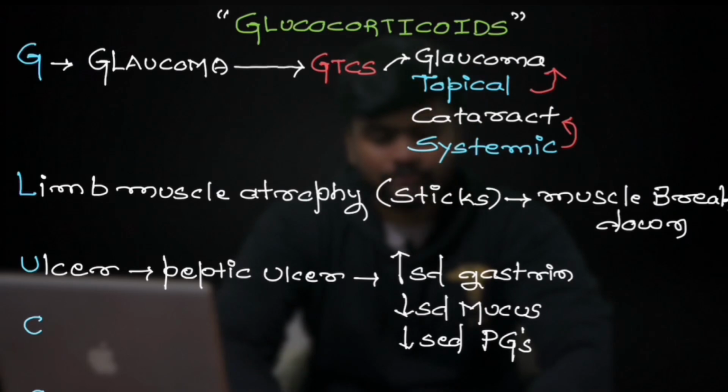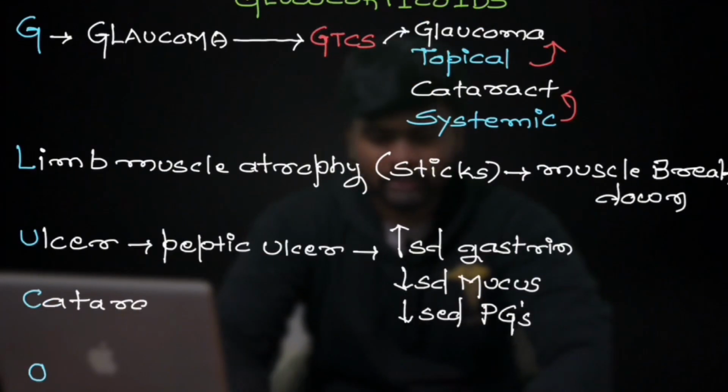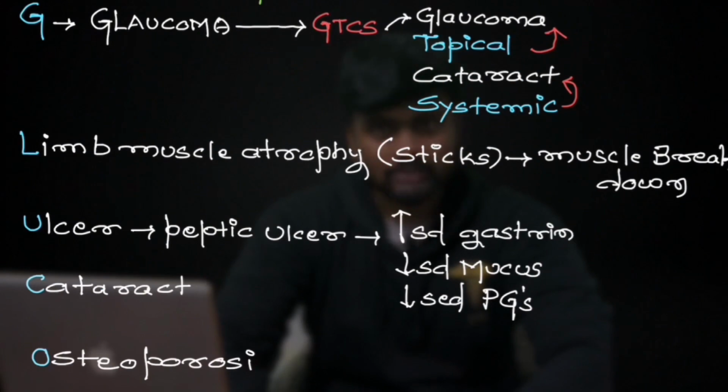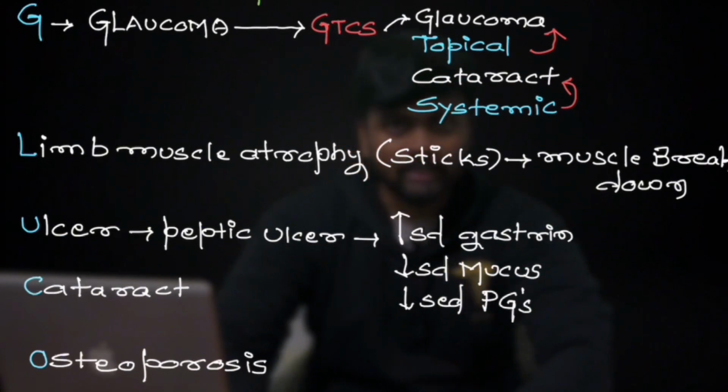Then C stands for cataract. As we have already studied, cataract is because of the systemic side effect of the steroid. Then O stands for osteoporosis because glucocorticoid causes increased resorption and decreased synthesis, which leads to osteoporosis. C stands for Cushingoid facies. Instead of studying Cushingoid facies, we'll study about the fat redistribution.